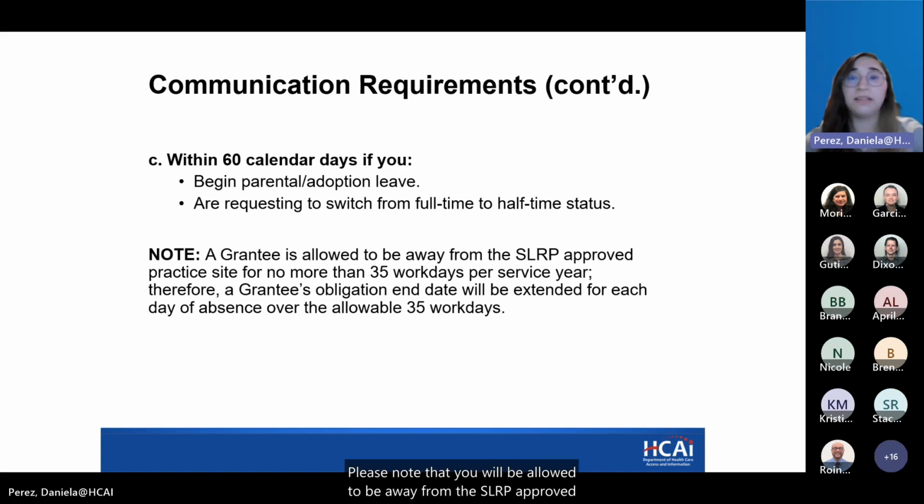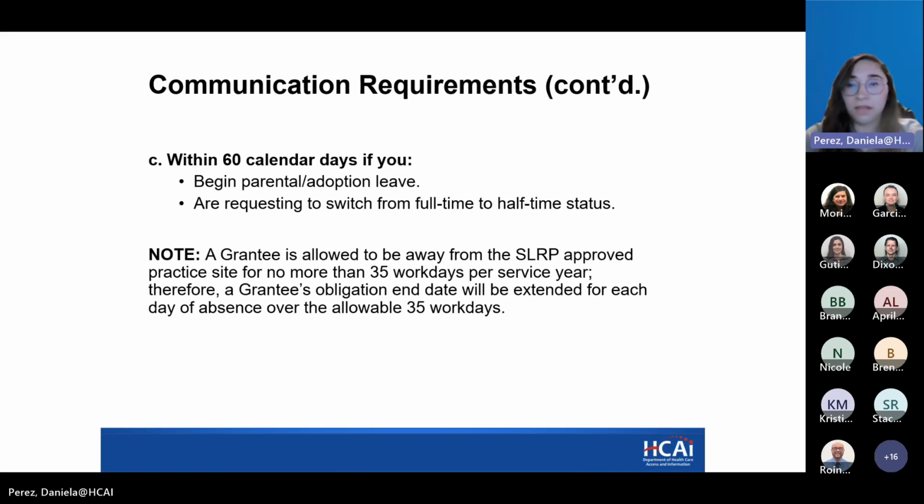Please note that you will be allowed to be away from the SLRP approved practice site for no more than 35 workdays per service year. If you miss more than 35 workdays in a service year, we will extend your contract end date for each day of absence. Please note that this is per service year and not calendar year.